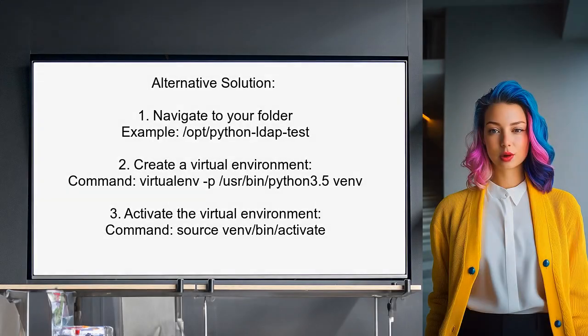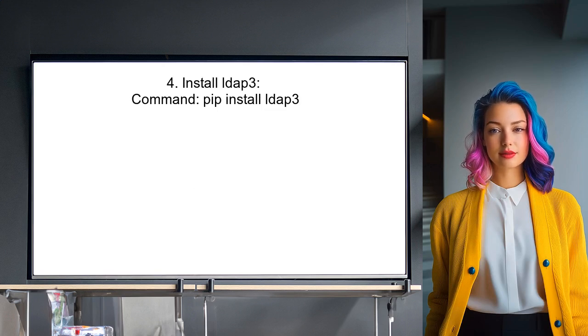An alternative solution provided by a user involves creating a virtual environment specifically for Python 3.5. First, navigate to your desired folder. Then, use the command to create a virtual environment with Python 3.5. After that, activate the virtual environment and install the LDAP 3 module using pip.